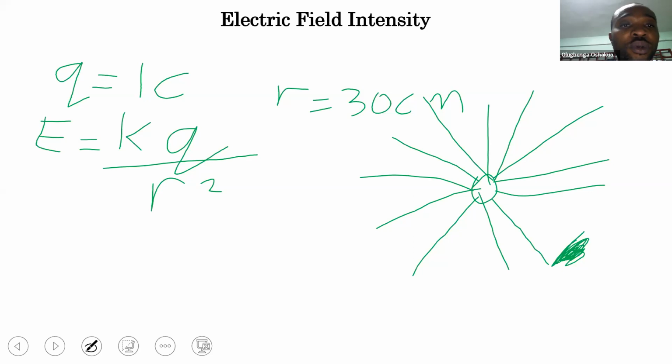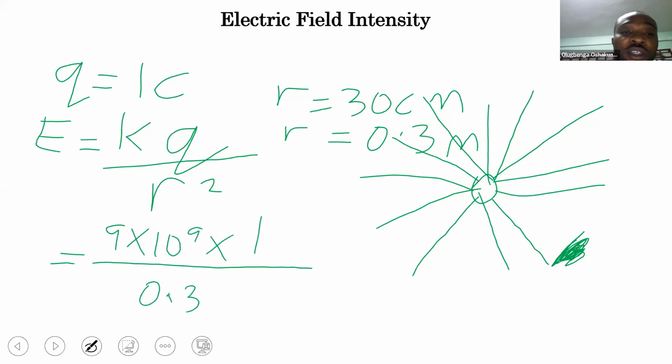So we should always remember that we have specified charge to be in coulomb. Then the distance R should also be specified in SI units, which is 0.3 meters. So then we should come here and say that our K, which is approximately 9 times 10 to the power 9, times 1, divided by 0.3 all squared. And whatsoever you have, the unit is Newton per coulomb.